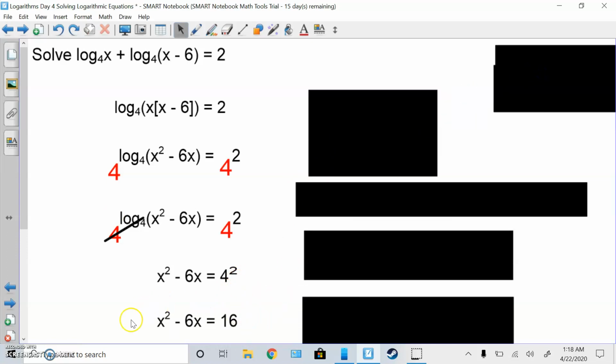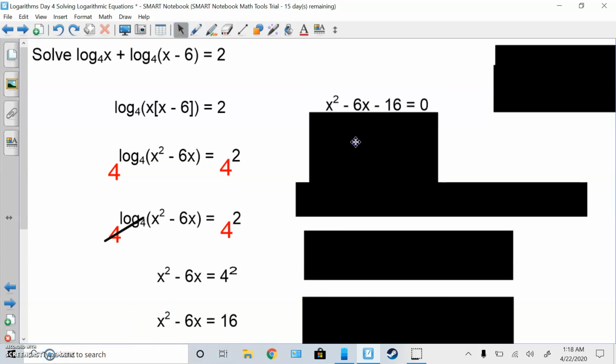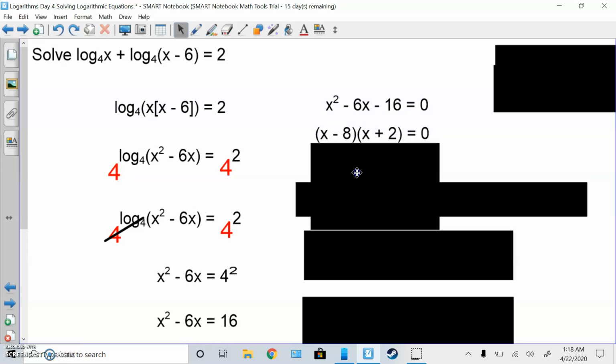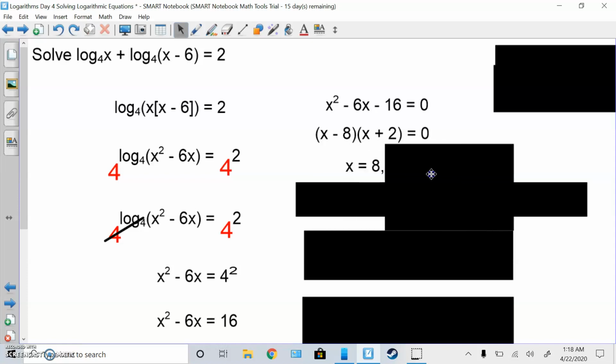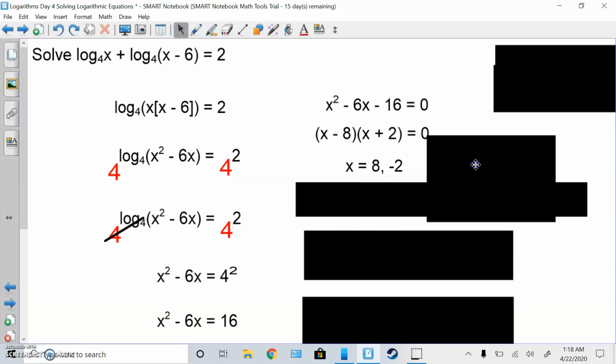Notice it's quadratic. If it's quadratic, you have to set it equal to 0. Once you equal to 0, you can solve it however you want. Quadratic formula or factoring. I'm going to factor by using guess and check. So I get x minus 8, x plus 2. I do the 0 product property by setting those both equal to 0. So my first answer will be positive 8. My second answer will be negative 2.